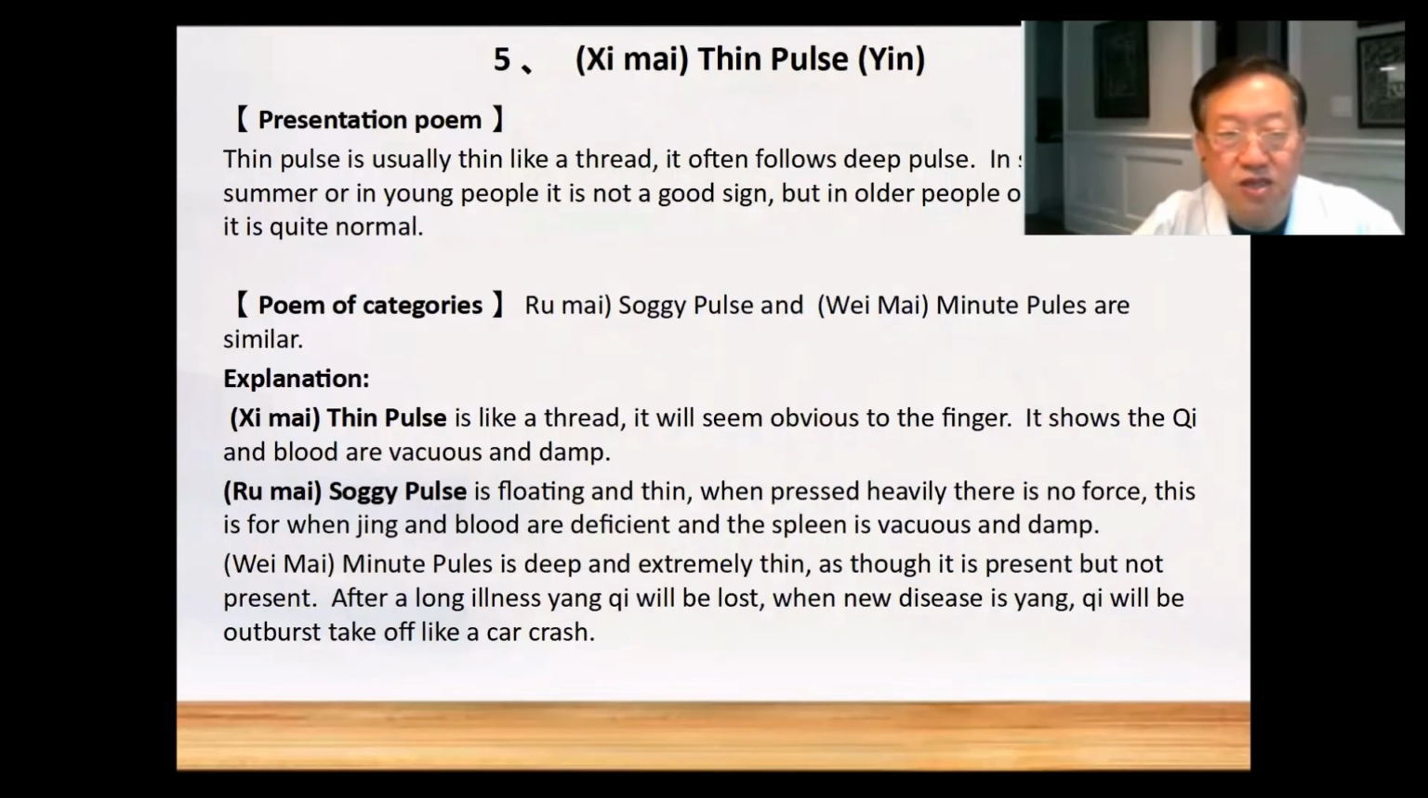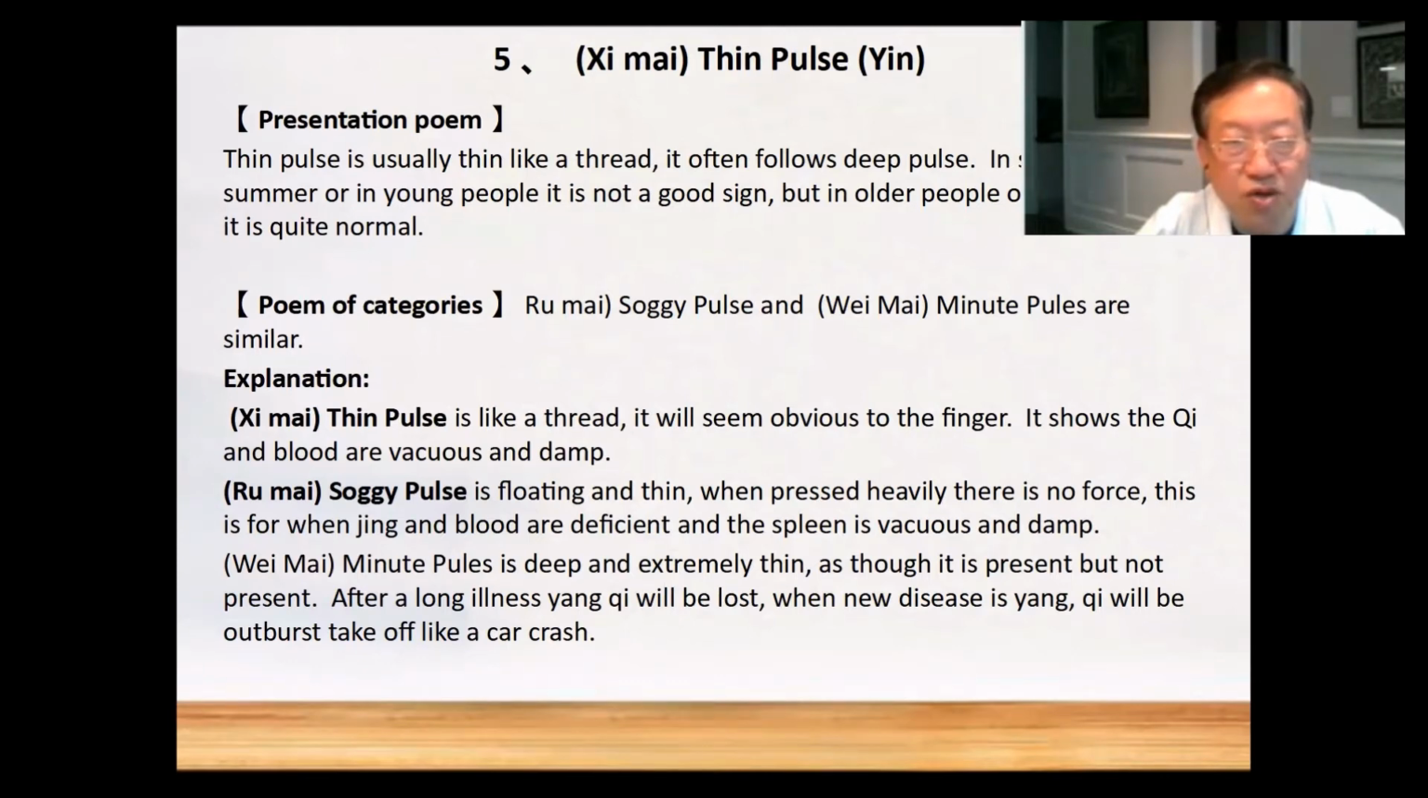Number 5, Ximai, or thin pulse, which is in the yin category. Presentation poem. Thin pulse is usually like a thread. It often follows deep pulse. In spring and summer, or in young people, it's not a good sign. But in older people, or fall and winter, it's quite normal.